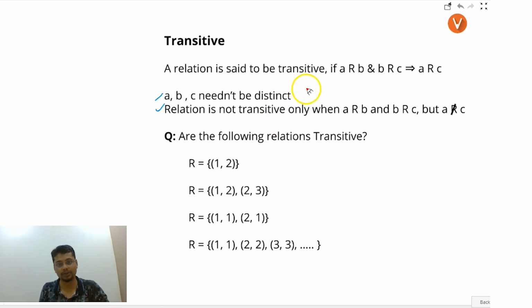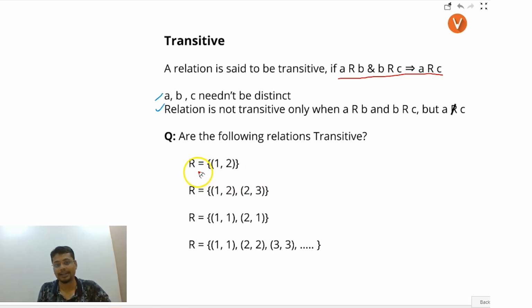All right. So just to repeat, a relation is transitive when this kind of thing is implied: A is related to B and B is related to C should imply that A is also related to C. You may pause the video and answer this question. Are the following relations transitive? Let me answer them for you.